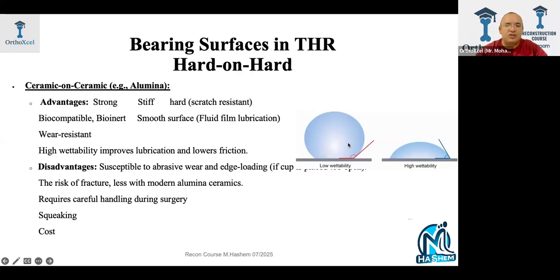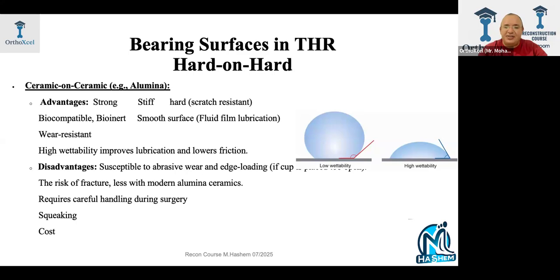What does this add for us? If the surface is hydrophilic, it has a high wettability, meaning it has a good reaction with the lubrication fluid, so it's more prone to have a fluid film lubrication. While a low wettability means the surface is hydrophobic, so it doesn't react well with the fluid, so it will not have a fluid film lubrication. So the high wettability of the ceramic gives it the chance to have a fluid film lubrication, meaning lower friction, lower torque, and more longevity. Hopefully this is clear.